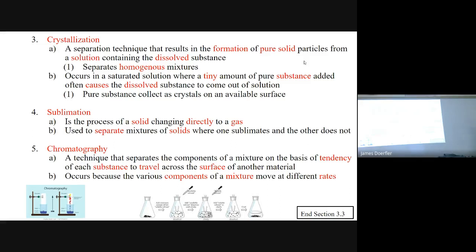And lastly is chromatography. This is a technique that separates the components of a mixture on the basis of the tendency of each substance to travel across the surface of another material. That's a very lengthy definition there. And really, what happens is when we have a mixture with various components, those components will move at different rates depending on, quote unquote, the size of each component, and the willingness for those larger molecules tends to separate out.